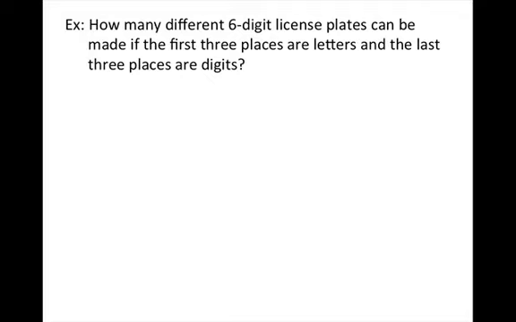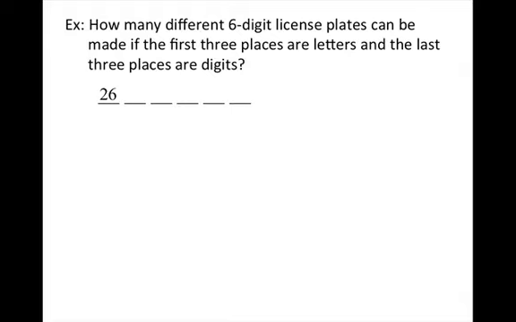In the next example, how many different 6-digit license plates can be made if the first 3 places are letters and the last 3 places are digits? So the license plate has 6 positions on it. So I'm going to draw 6 blanks. The first 3 blanks have to be letters. There are 26 possible letters. So in that first position, I could use any of the 26 letters.